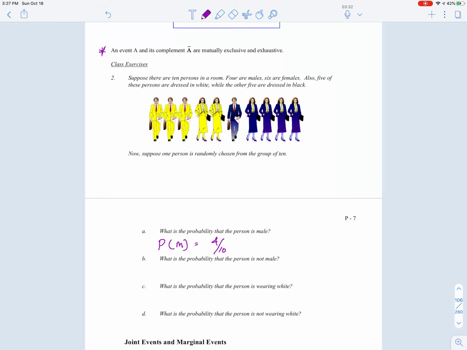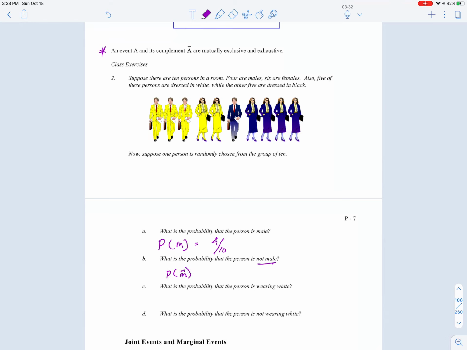And I know that you know how to make this into a decimal or to reduce this, so I'm not going to test you on that. What's the probability that a person is not male? So in this case, we're only looking at males and females. And what I want you to note here is don't just look at them and say, well, that's the females. I want you to look at these as complementary events.